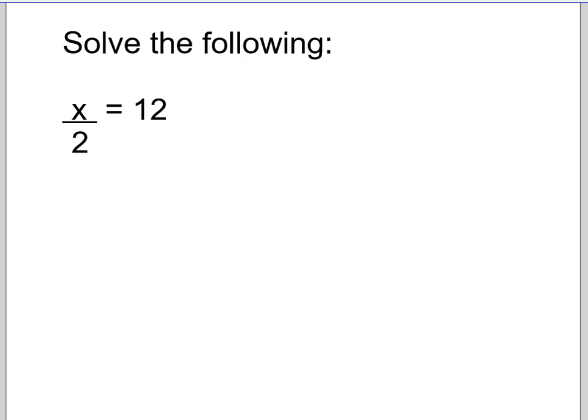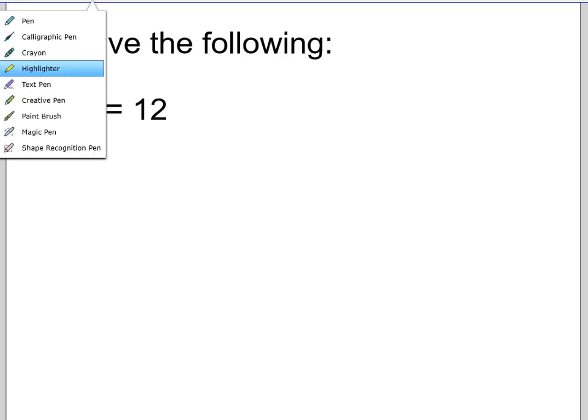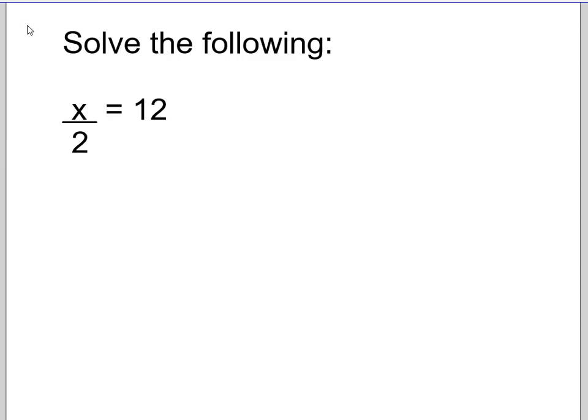So let's try this as a one-step question. x divided by 2 equals 12. What is the opposite of dividing by 2? Multiplying both sides by 2. Please notice where I write that: in the top, the numerator location, because the 2 divided by 2 on the left side will cancel. Then I'm left with x equals 12 times 2, which is 24.